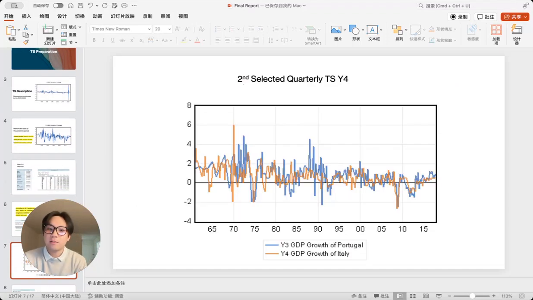And here's a collective plot of Y3 and Y4. Y4 is the second selected quarterly time series, which is the GDP growth rate of Italy. We can see that the two lines move closely together, showing a strong synchronization of economic cycles, especially after the mid-1990s. This pattern suggests that Portugal and Italy share common macroeconomic shocks, such as the oil crisis, the European Union monetary policy, or the global financial crisis.